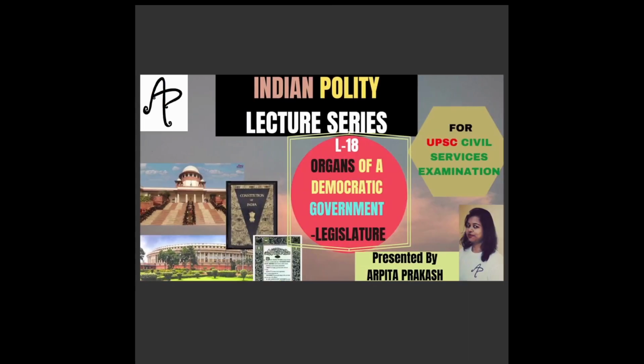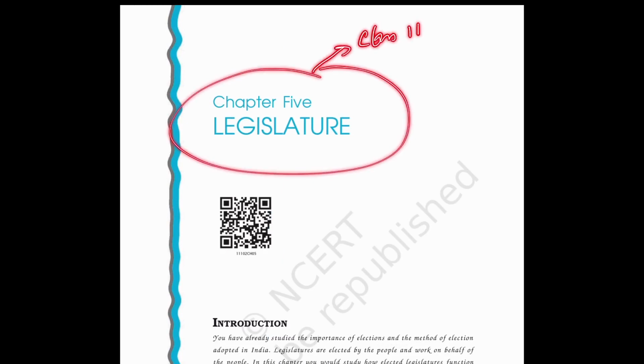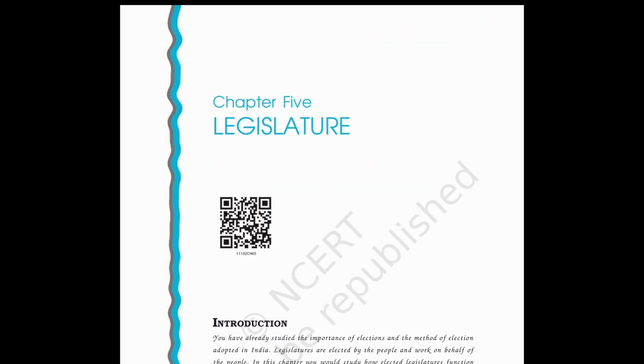Okay. So here, as you can see, we are discussing the organs of the democratic government, the first one being the legislature. I am using chapter number 5 from the class 11th Political Science NCERT. The name of the book is Indian Constitution at Work. And we have a dedicated chapter on legislature, and it is, I would say, beautifully given here. All the important details are given.